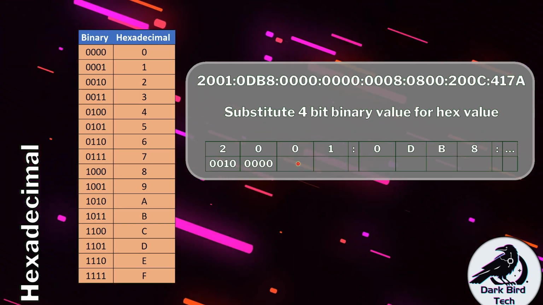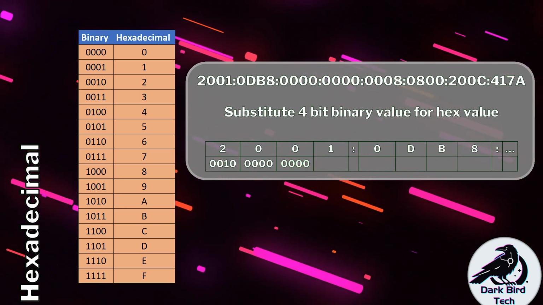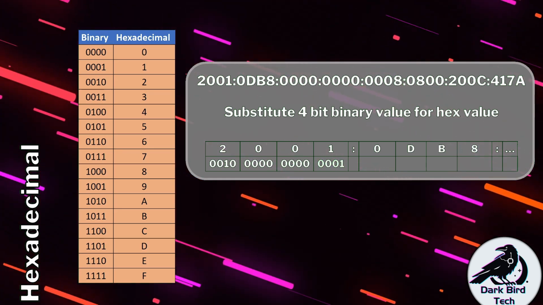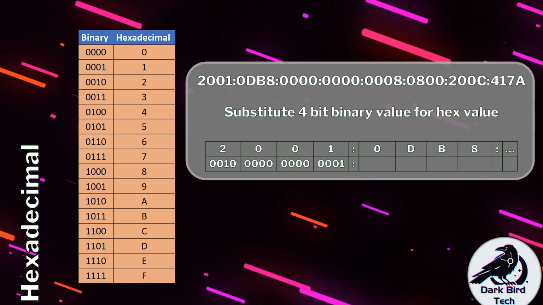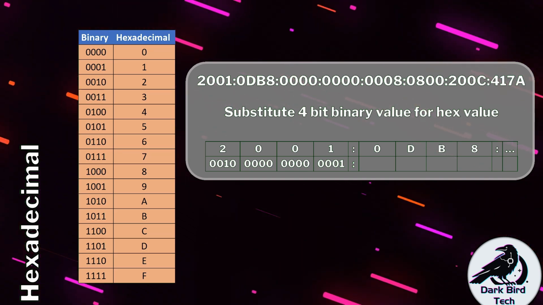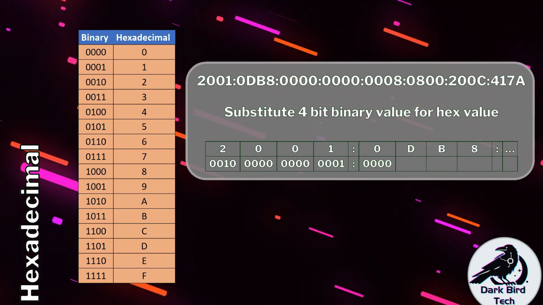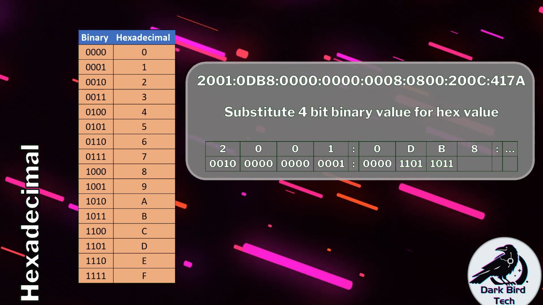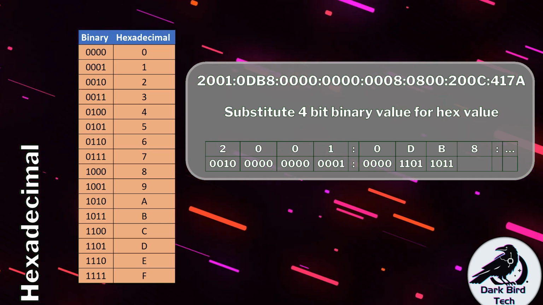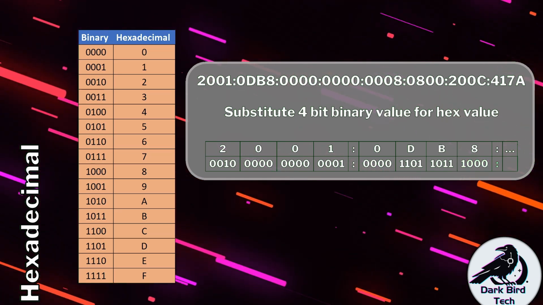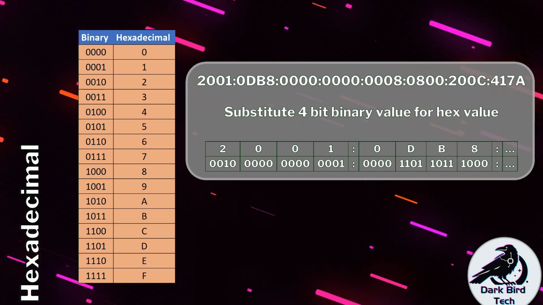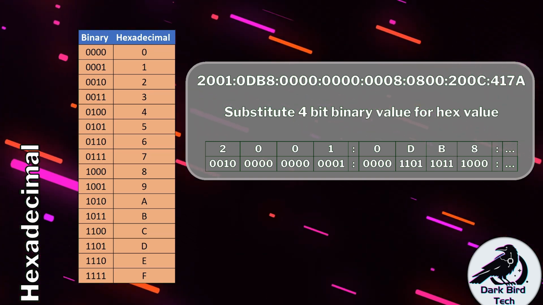Hexadecimal 0, same story there. We will do another 4 zeros. Then 1 is 0001. Colon is a colon, that never changes, thankfully. Another 4 zeros. D is 1101. B is 1011. 8 is 1000. Colon, and so on and so forth. If you want, you can try converting the rest of this for yourself on a piece of paper.